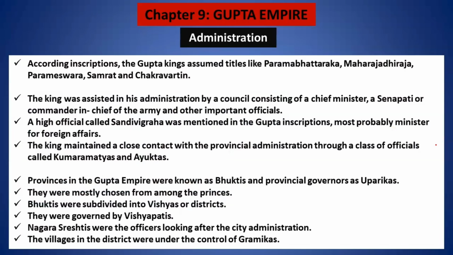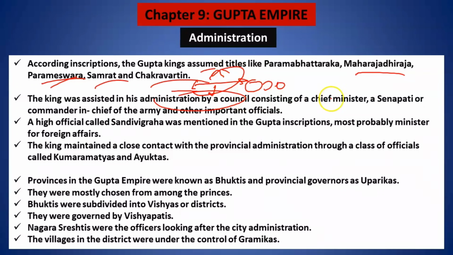Now, overall, as far as the Gupta period, the Gupta Empire is concerned, let us have a quick look at the administration. The Gupta kings used to have very big titles like Maharajadhiraja, Parameshwar. Parameshwar means God. Samrat, Chakravartin. Chakravartin means one who had been victorious in all the directions. All right. Now, like all the kings, who are assisted by a council of ministers, here also the same thing happened.